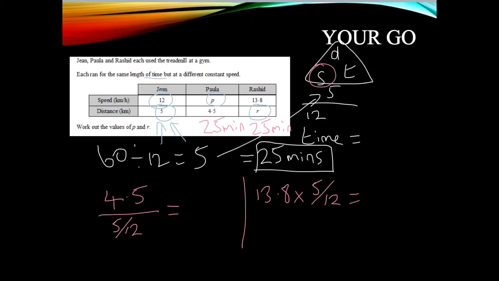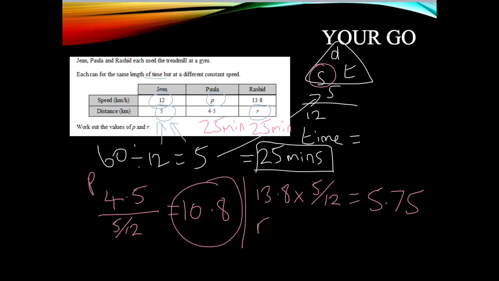So the value that we get for P, this is Paula over here, P is 10.8. And finally, the value here for R is 5.75. So what that says is that Rashid has run 5.75 kilometers and Paula had a speed of 10.8 kilometers per hour. Hopefully you got these values right.